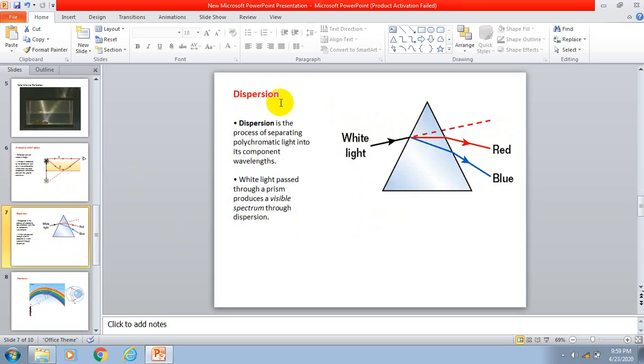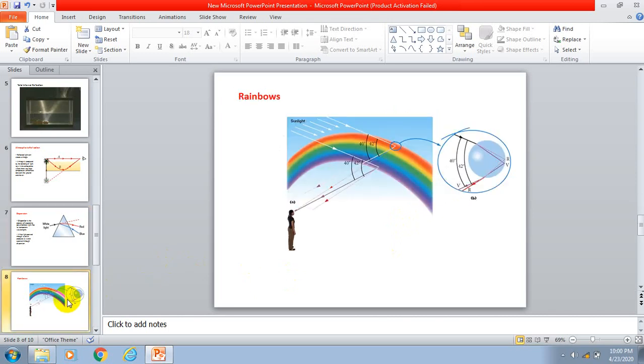Look at dispersion now. Dispersion is the process of separating polychromatic light into its component wavelengths. White light passed through a prism produces a visible spectrum through dispersion. White light, look, passing through this prism. In front of the prism, the white light is passing through. So the red and the blue are just making different angles theta here, okay. This is known as what? Dispersion, okay.